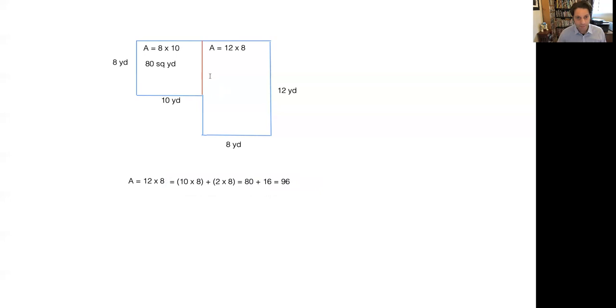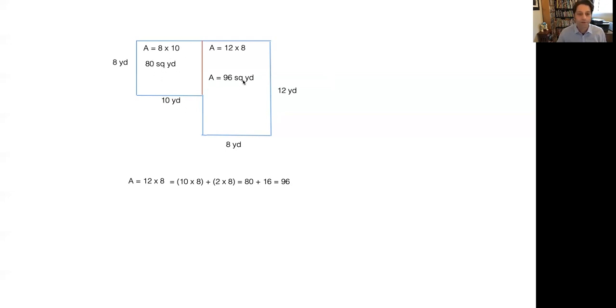So I'm going to go back over here. And we're going to say area equals 96. Don't forget square yards. Okay, the area of the first rectangle was 80. The area of the second rectangle was 96. Are we done? Not quite. Almost, but not quite. Then we still need to add them together, right?